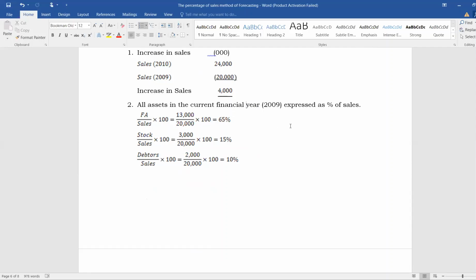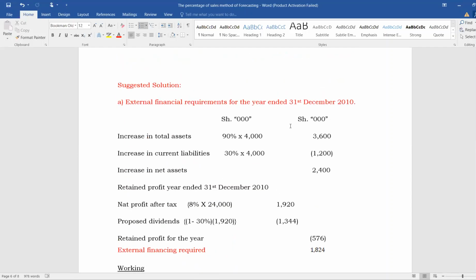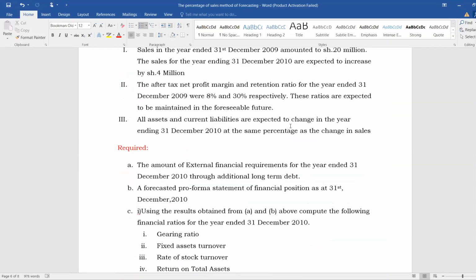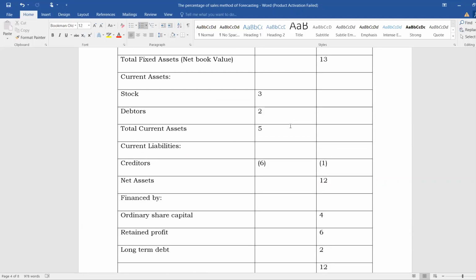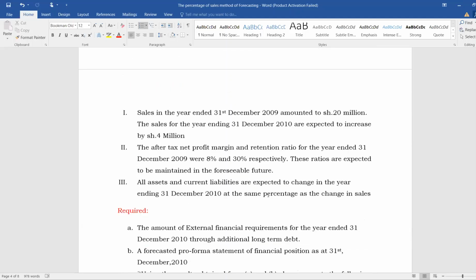Which is the other asset in that statement of financial position? Current assets are broken down. Inventory, 3 million, divided by sales for the current year. Debtors, 2 million, divided by the sales for the current year.